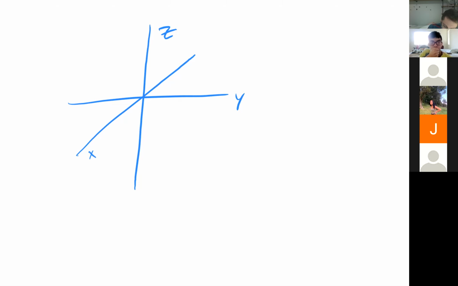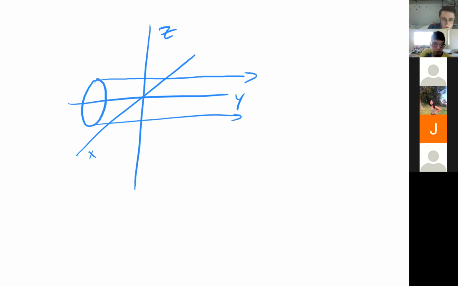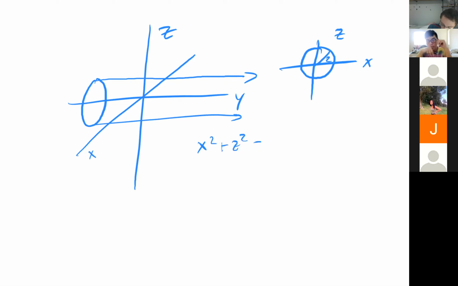So let's draw the cylinder. The cylinder around the y-axis is going to look like this, and it's just going to stretch on forever. And so it has radius 2. What does it mean to have radius 2? It means that if we project into the plane spanned by x and z, we get a circle of radius 2. And that gives us x squared plus z squared is equal to 2.